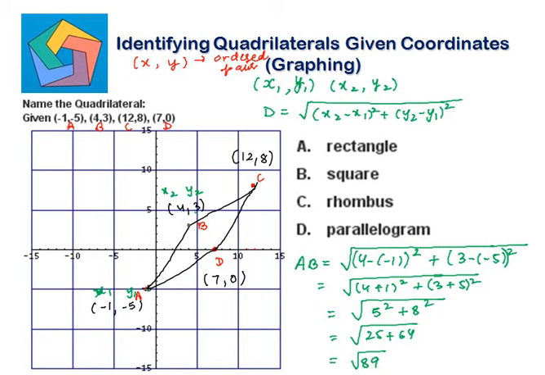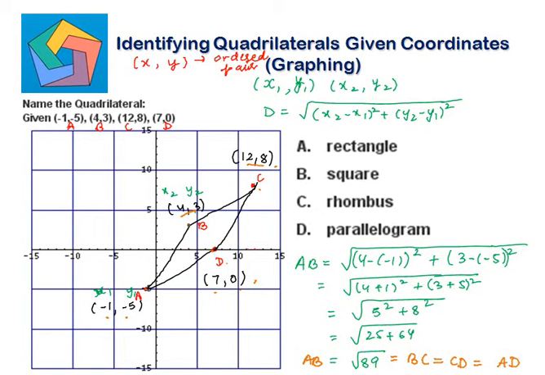Similarly, we can find the lengths of the other sides, that is BC, taking the coordinates (4, 3) and (12, 8), CD taking the coordinates (12, 8) and (7, 0), and AD taking the coordinates (-1, -5) and (7, 0). And you will find that all these lengths equal the square root of 89. So we can say AB is equal to the square root of 89, is equal to BC, is equal to CD, is equal to AD. So all the sides of this quadrilateral are equal.